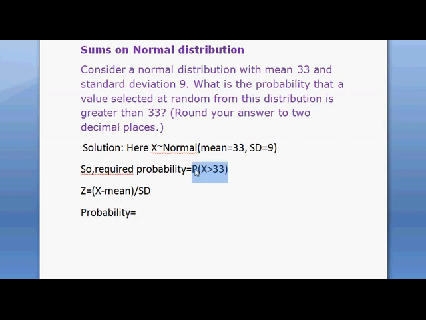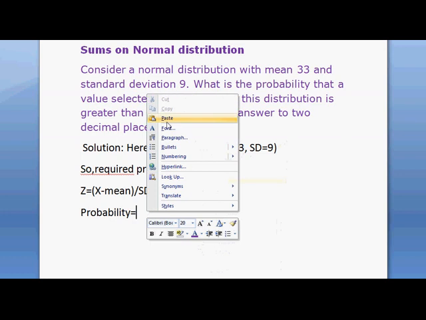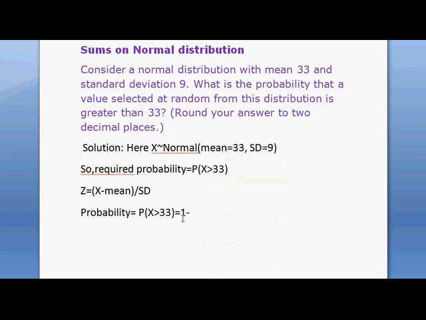equal to probability x is greater than 33 equals to 1 minus probability x is less than equals to 33, equals to 1 minus probability z is less than equals to 33 minus the mean 33 by the standard deviation 9, which will give 1 minus probability z is less than equals to 0 is equals to 1 minus 0.5.